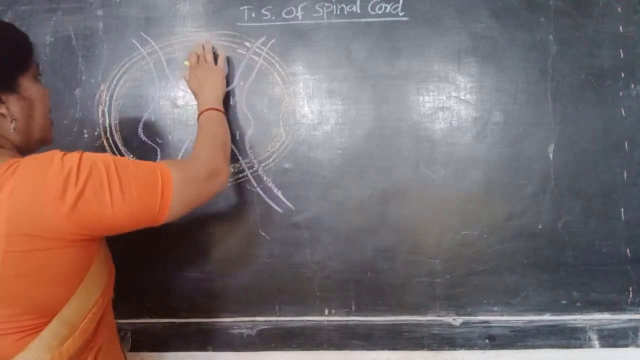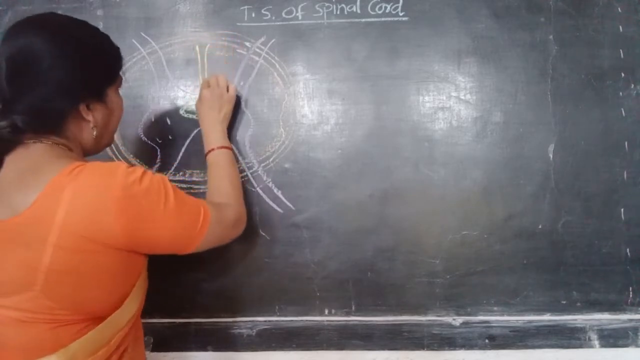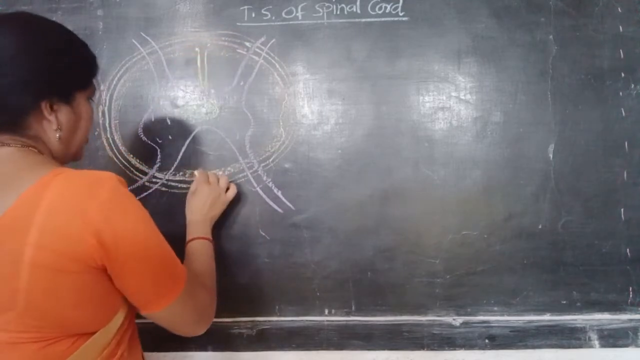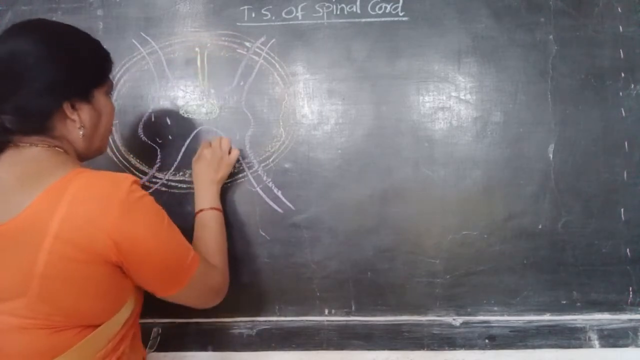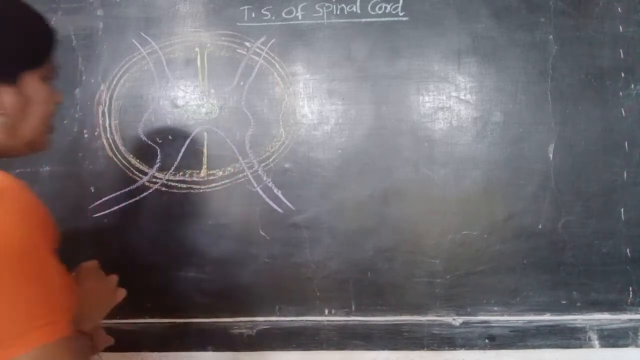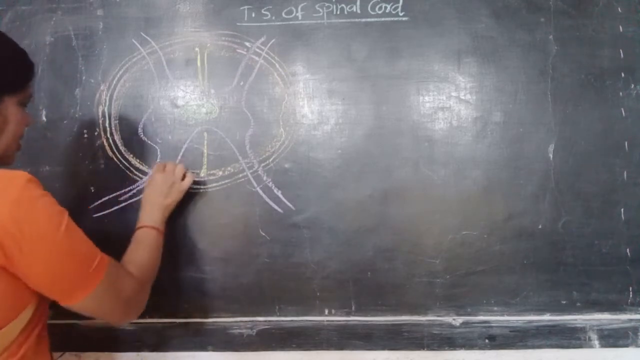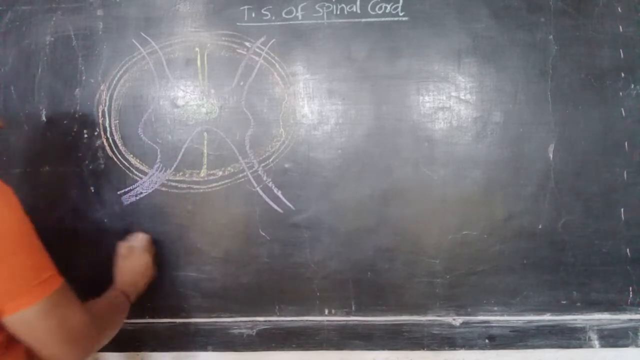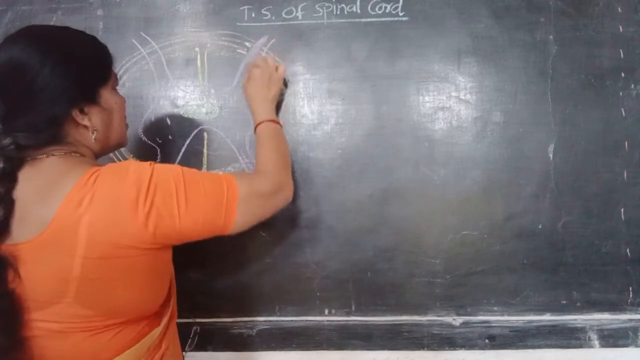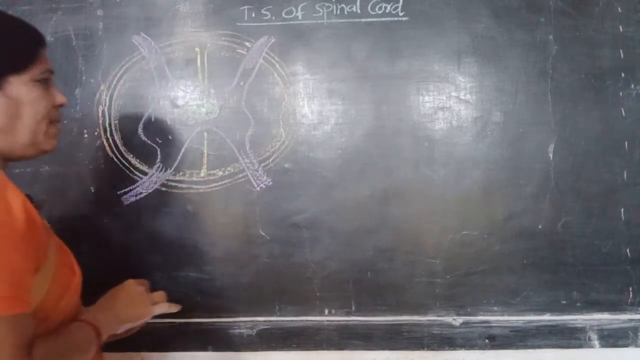Here there is a fissure, the dorsal fissure. And here is the ventral fissure. So this is the diagram of spinal cord. These are the ventral roots and the dorsal root. So we label this diagram.